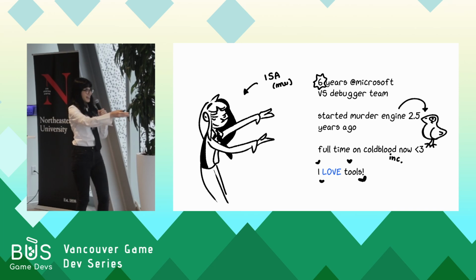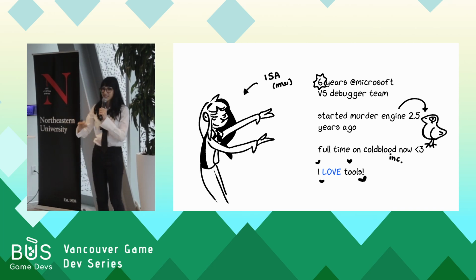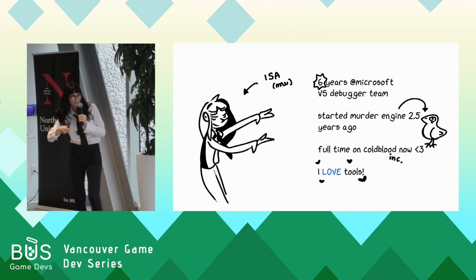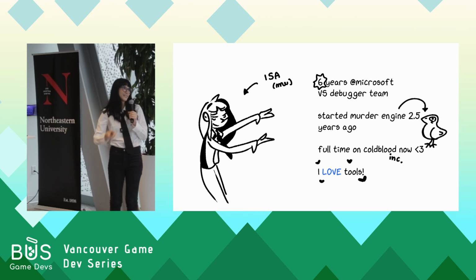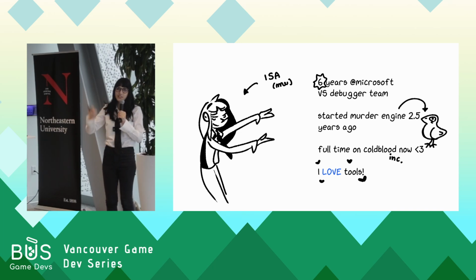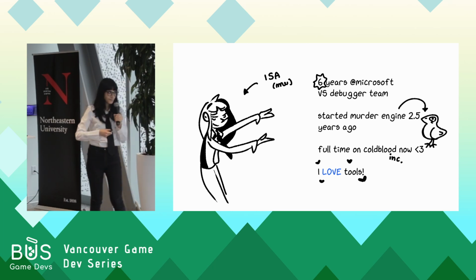So who am I? I'm Isa. I worked 6 years at Microsoft with the Visual Studio Debugger team. So it's not that I worked using Visual Studio, I worked making the Visual Studio Debugger. So that was really cool. I owned features like hot reload in C# and the expression validator and things like that.